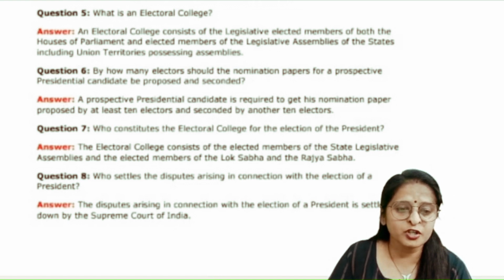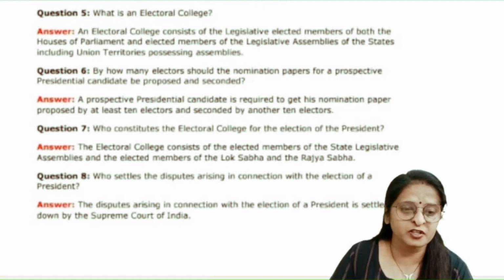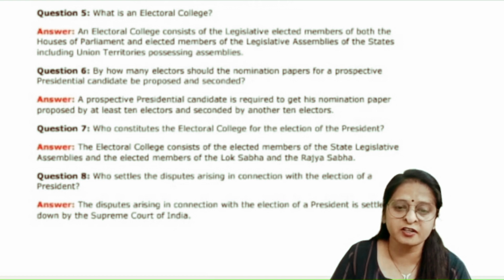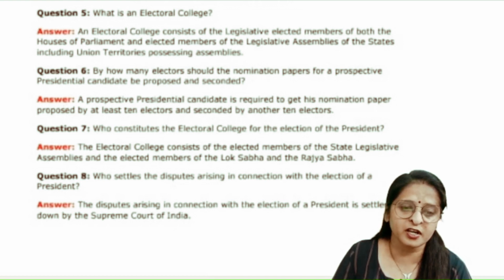Question number 7. Who constitutes the electoral college for the election of the President? The electoral college consists of the elected members of the state legislative assemblies and the elected members of the Lok Sabha and the Rajya Sabha. Who settles the dispute arising in connection with the election of a President? The disputes arising in connection with the election of the President are settled by the Supreme Court of India.